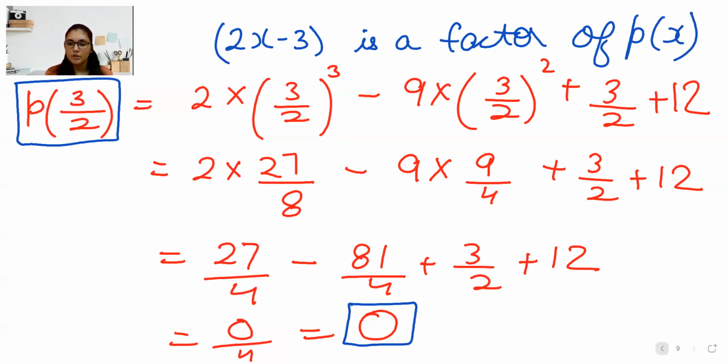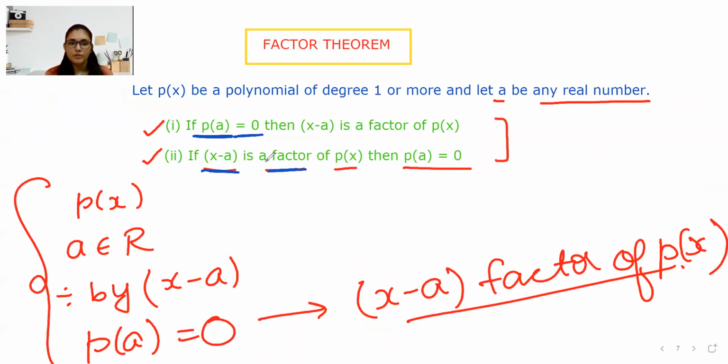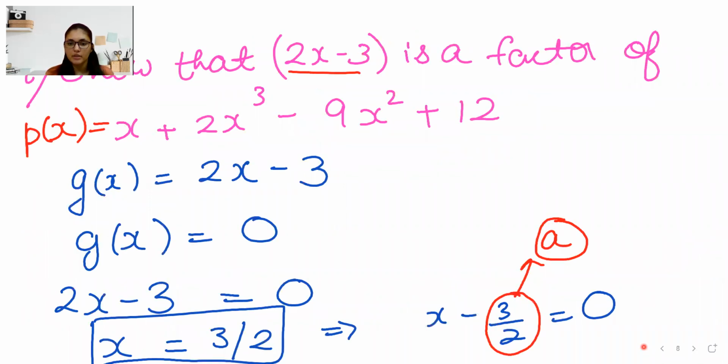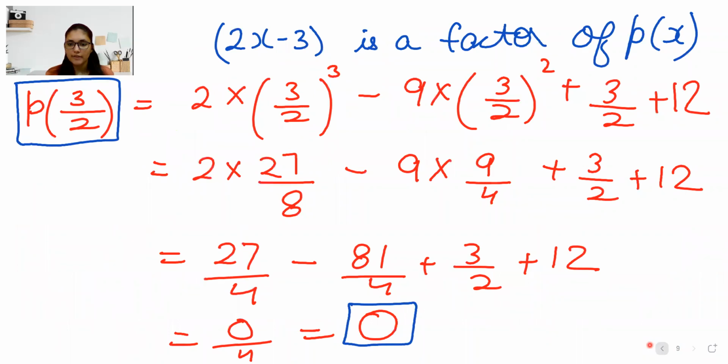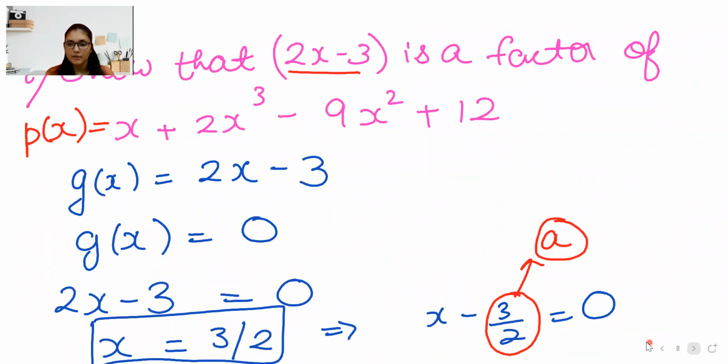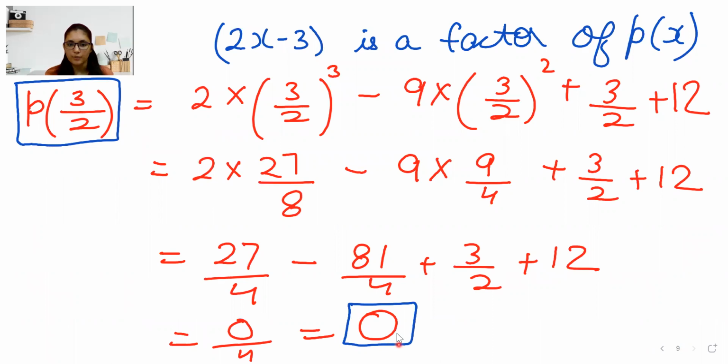So make use of the factor theorem. This factor theorem is very easy. In this question we used the first point: if p of a is 0, then x minus a will be a factor of p of x. So first we calculated a, and then we showed that p of a is 0. So then it is a factor.